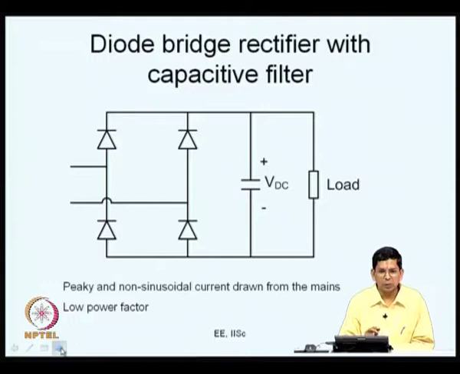Now, let us say you want rectification. The best known rectifier is a diode bridge rectifier, and mostly in power supply applications you will have a capacitance on this side. Why? Let us say if you have a diode bridge rectifier with a resistive load, this would be the output voltage waveform, what is called a rectified sine.